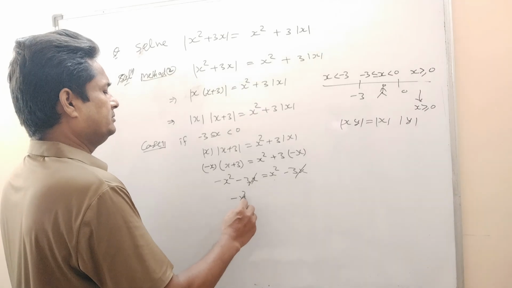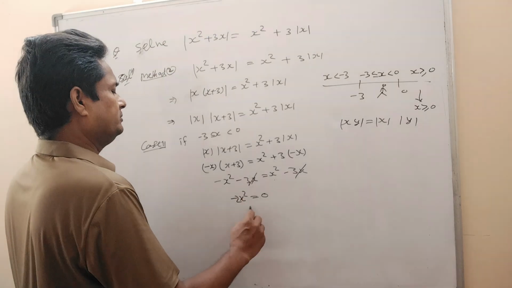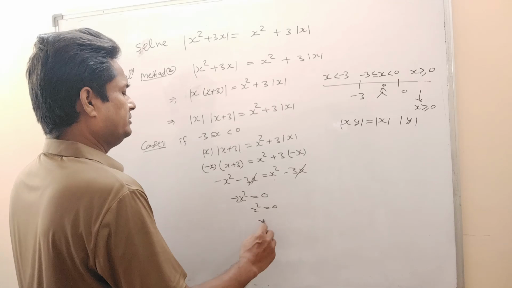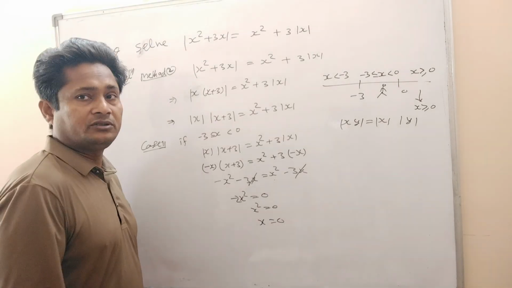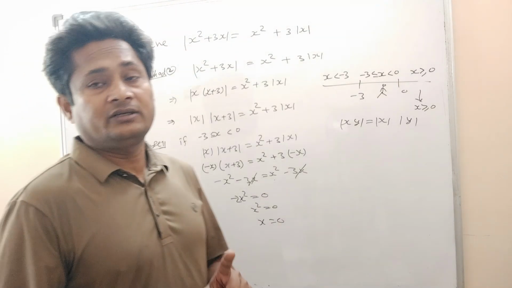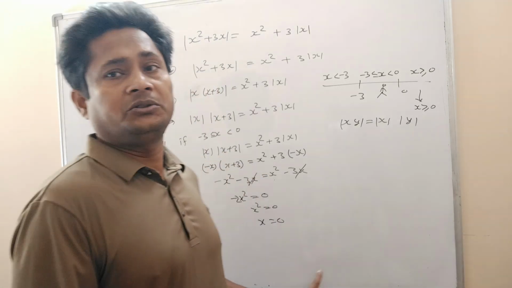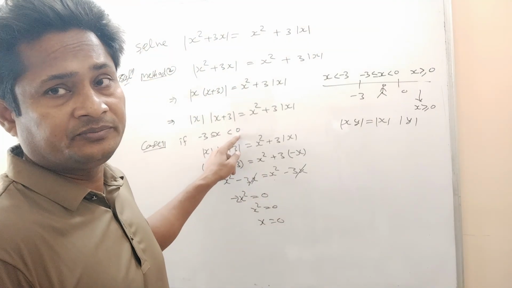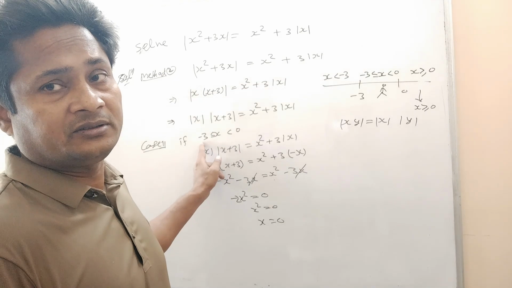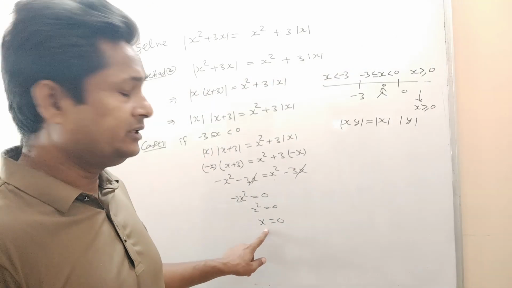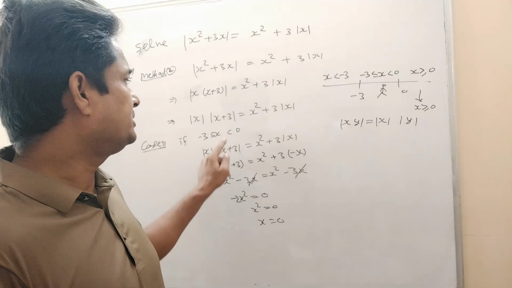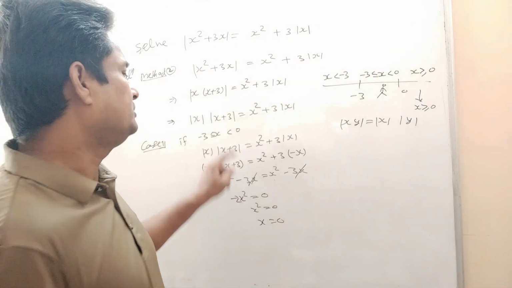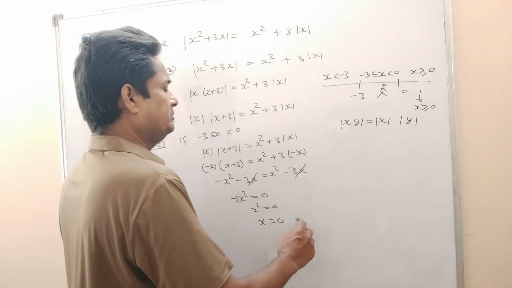So minus 2x square is equal to 0. That means x square is equal to 0. That means x equal to 0. Now we have to take intersection between the solution and the condition. Condition is what? X less than 0 and greater than or equal to minus 3, but solution is x equal to 0. So x equal to 0 does not lie in this interval. So in this case there is no solution.